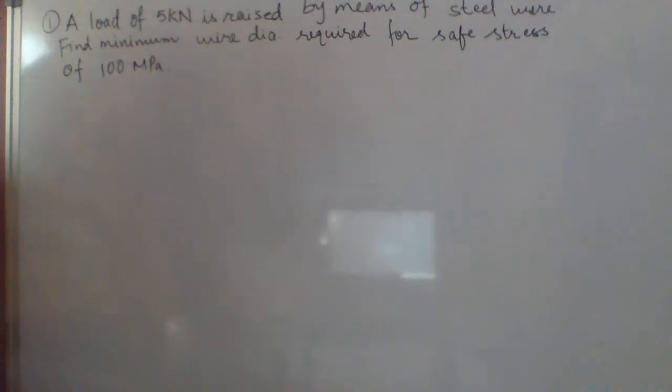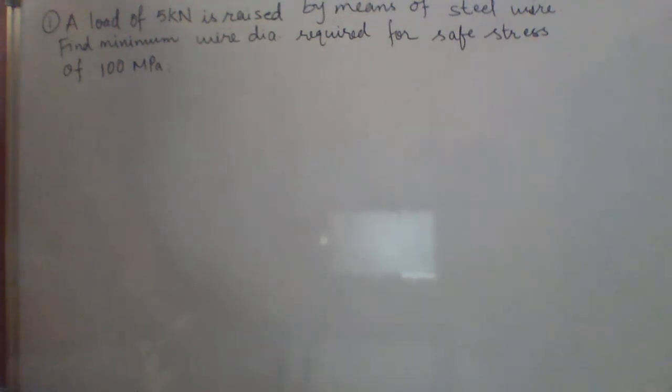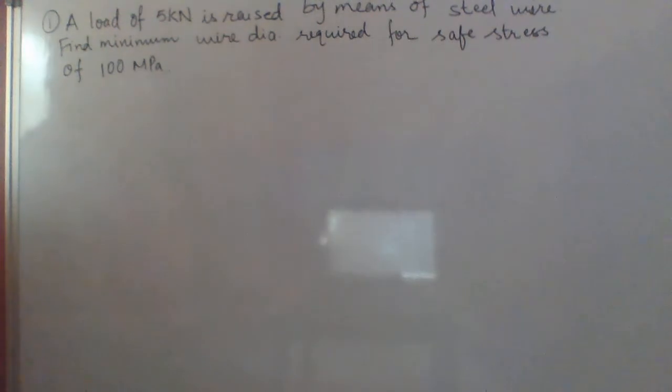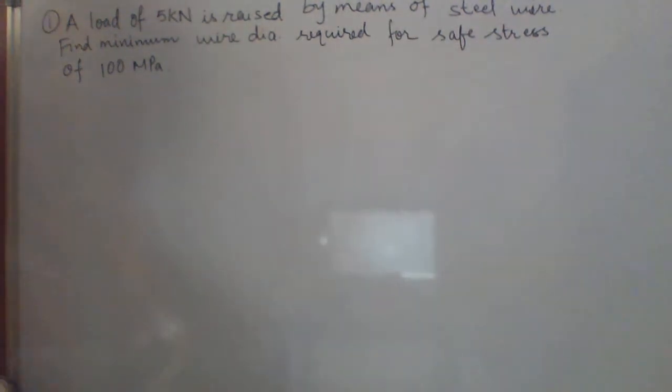Now, whatever we have learned in lecture number 3, part number 1, we'll do some numerical practice on that. So, first I have taken this question. You can write this question in your notebook. A load of 5 kN is raised by means of steel wire. Find minimum wire diameter required for safe stress of 100 megapascal.